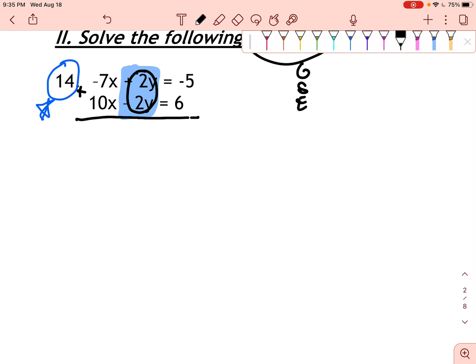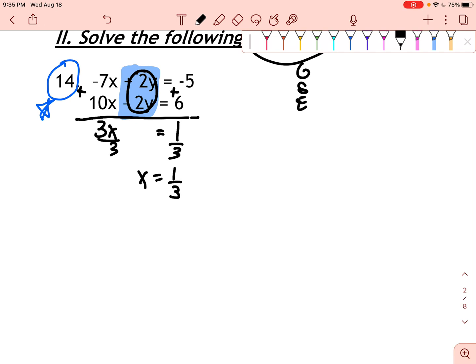And again, I can do this as long as I add the entire left side together and then I add the entire right side together, all fair game. When I do this, I get 3x is equal to negative 5 plus 6, and that gives me 1. When I go through to solve this, I get x is 1/3.